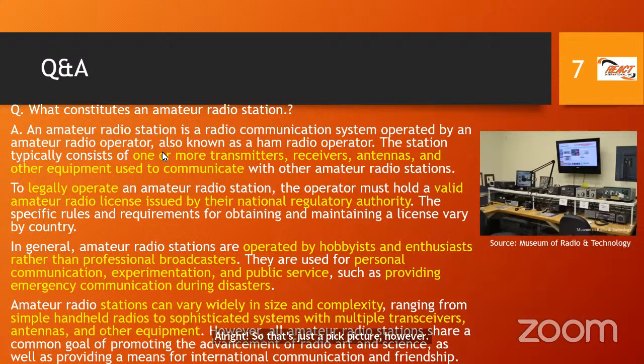However, an amateur radio station has one or more transmitters, receivers, antennas, and other equipment used to communicate. And note that to legally operate such a station, the operator must hold a valid amateur radio license issued, in the case of Trinidad and Tobago, by the Telecom Authority, also known as TAT, and in the US, the FCC. So you must have that license to operate legally. Otherwise, you will be in breach, you'll be in violation of the law.